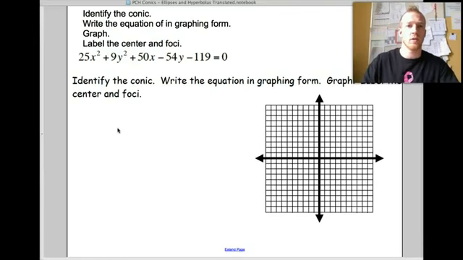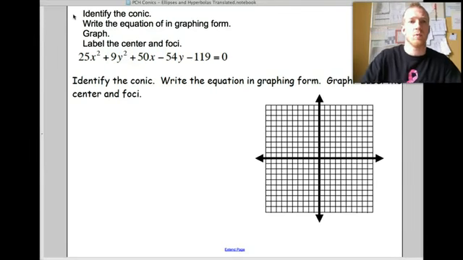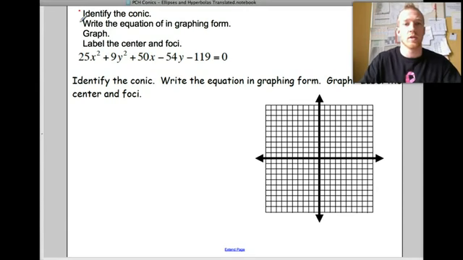Alright guys, so now we're going to try and put it all together. We're going to have to first identify what kind of conic this is, then we're going to write the equation in graph form, then graph it and label the center and foci.